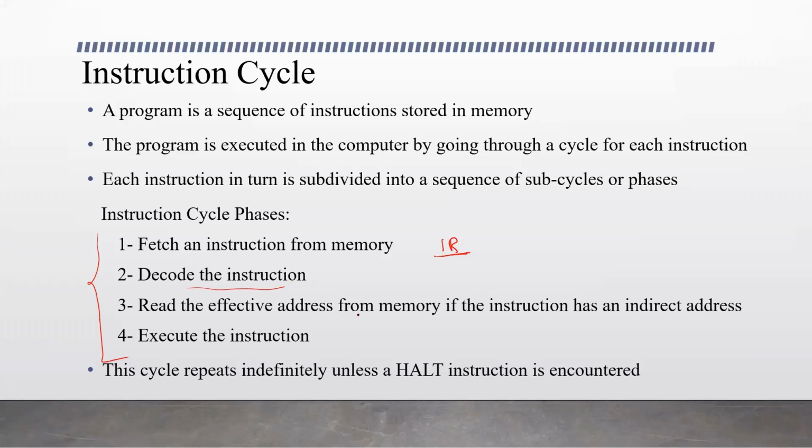So that is the third phase. And the fourth phase: once all these are known, we know what operation needs to be performed, and we have found the address. We know the effective address of the operands, and then execution of the instruction can be done. So these are the four processes that need to be repeated for each and every instruction in the program. It repeats for each instruction, so we call it the instruction cycle.